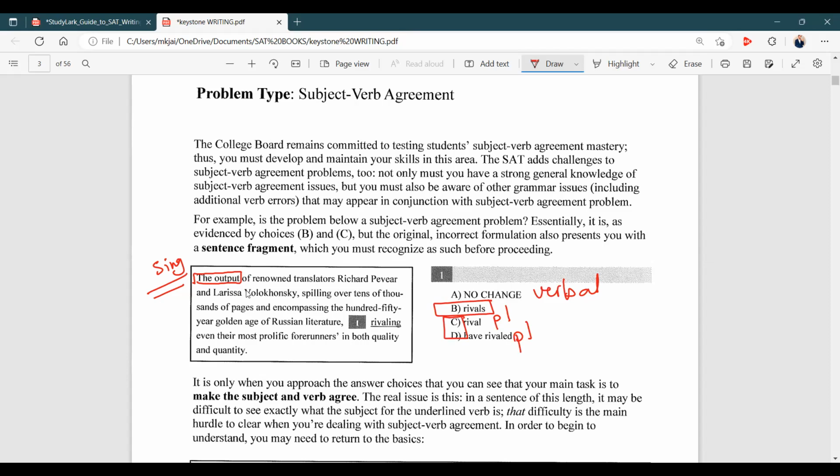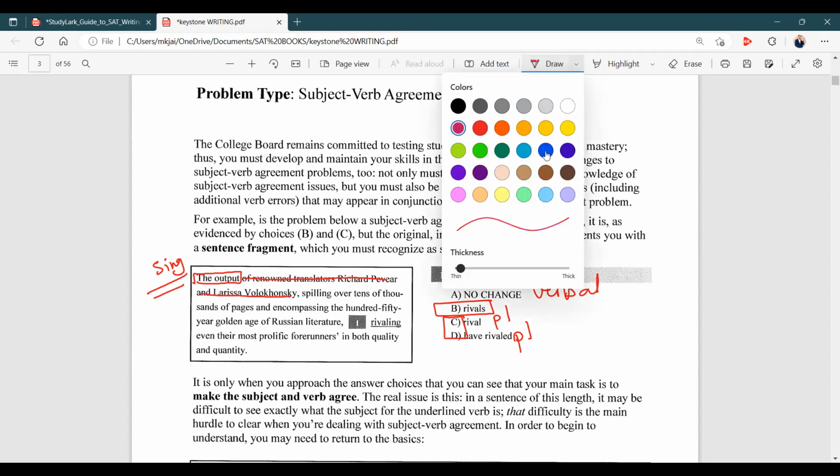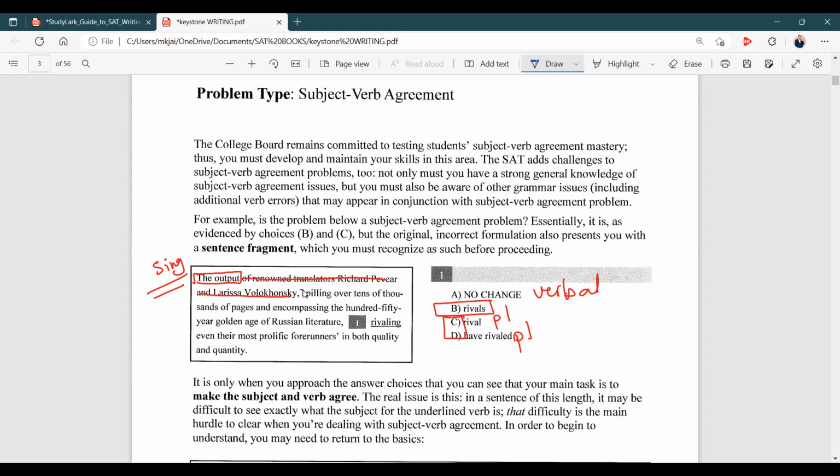What do I get rid of? Of renewed translators. These are the people. What else? That's an interrupter. Spelling over tens of blah, blah, blah. So once you get rid of these things, I'm left with the subject and its verb. Not this one, of course. Easy job.